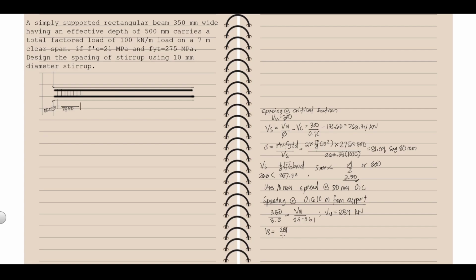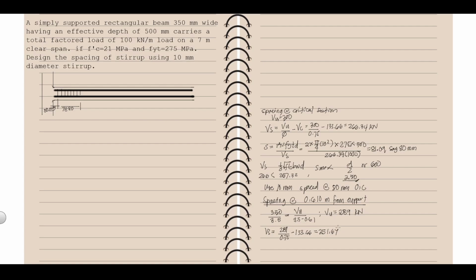So, for the VS, we will have 289 all over reduction factor, 0.75 minus VC, 133.66. So, ano yung magiging VS natin? So, 289 over 0.75 minus 133.66. We will have 251. Okay? So, 251.67.